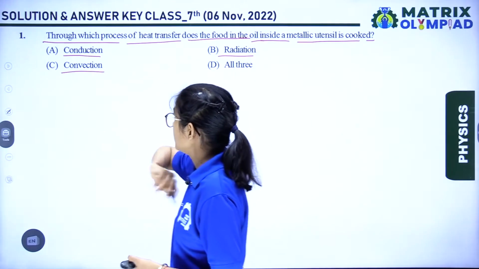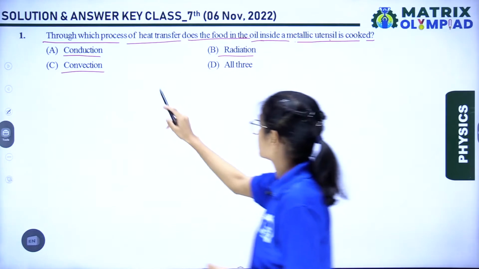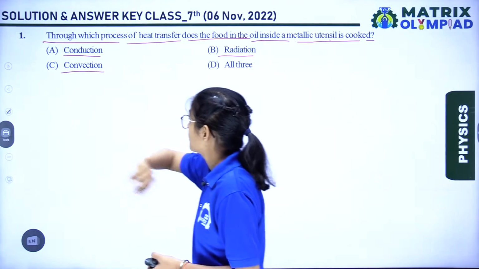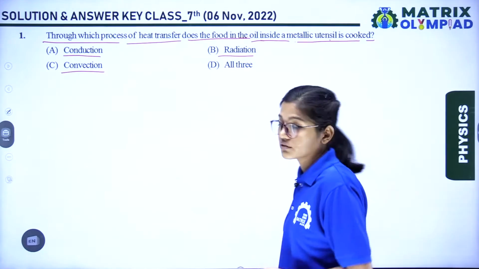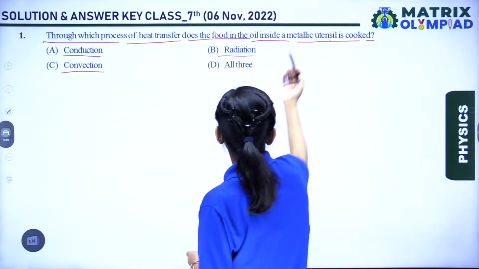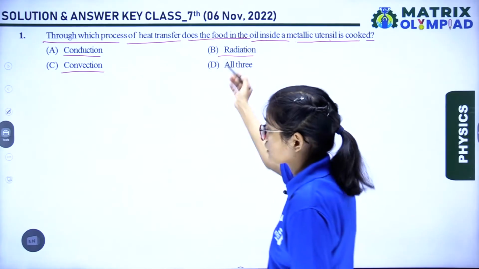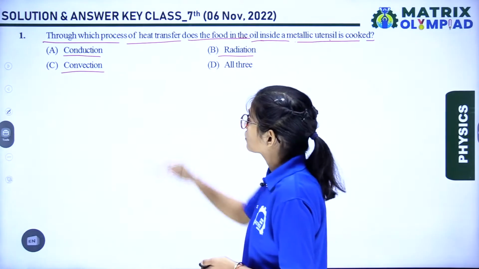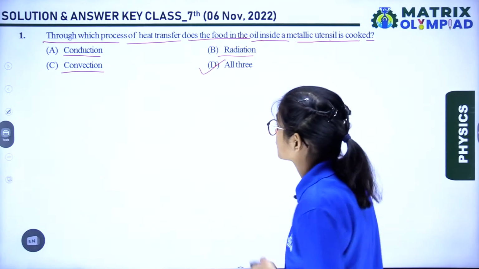conduction is also used there because that is a metallic utensil, and convection is also used because oil is also inside the food, and that radiation is also used. So whenever a food is cooked in a metallic utensil, then all these three methods will be used. So for first question, our answer will be D option. Now let's come to the question number second.